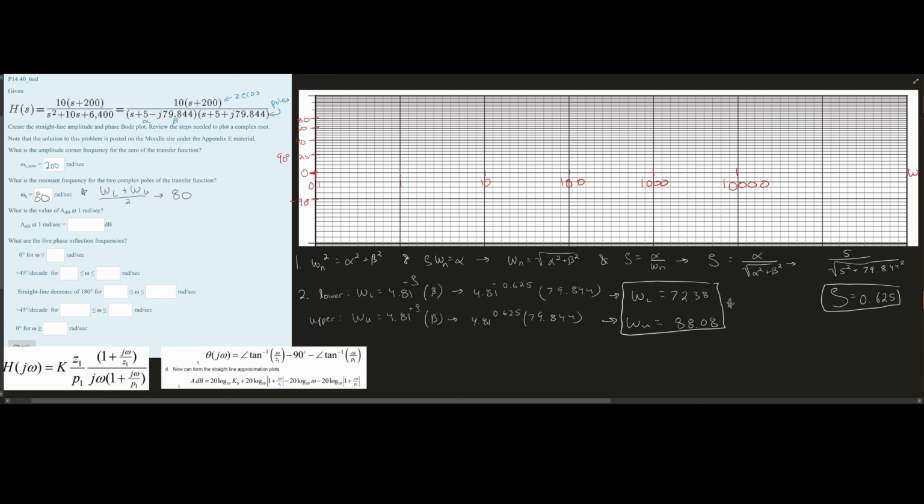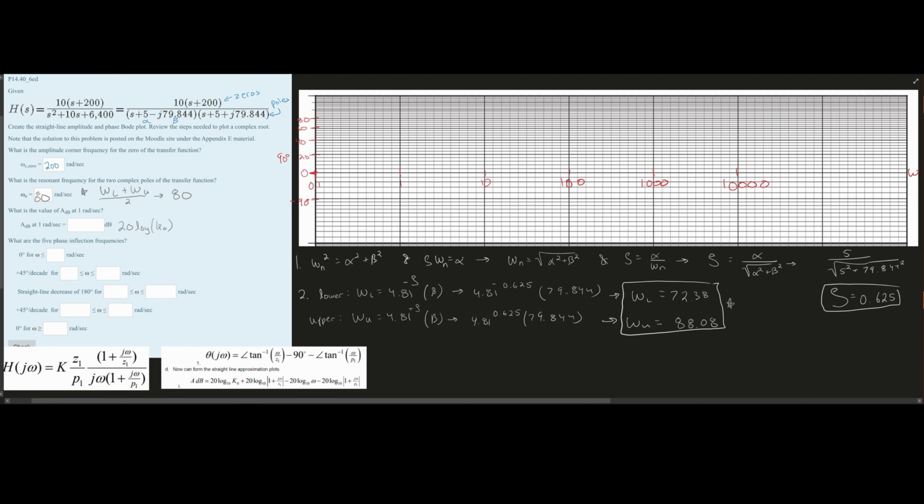Next, we're asked what is the value of a dB at 1 rad per second. We'll come back to this because we need our k naught for this. And to find our k naught, we're going to have to plug this part in. We're going to need our k, we're going to need the z1 and p1. And so once we have that, we can write it in this part right here, and that will solve for our a dB at 1 rad per second. So we can start writing this out though. We have a 20 log base 10, and then inside of here we're going to have our k naught.